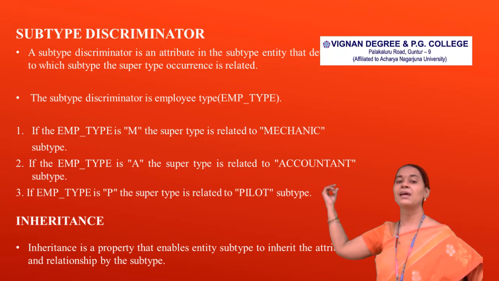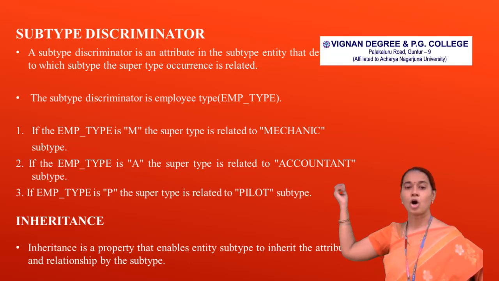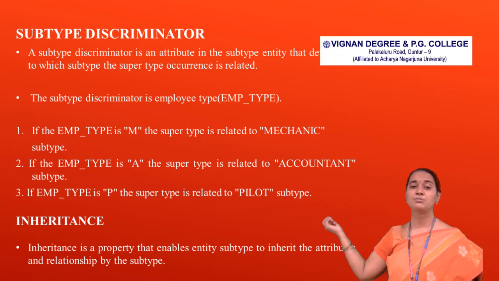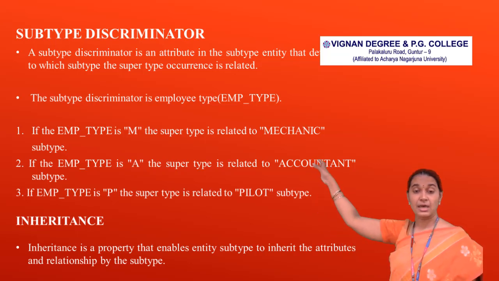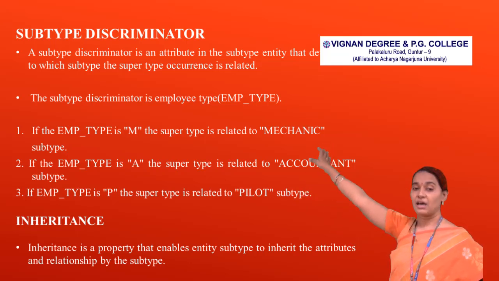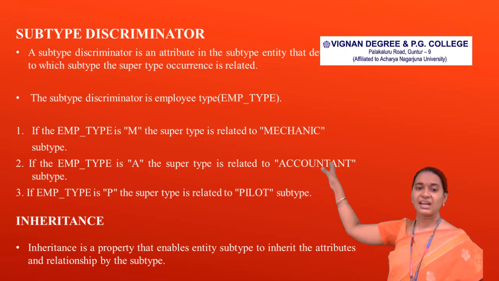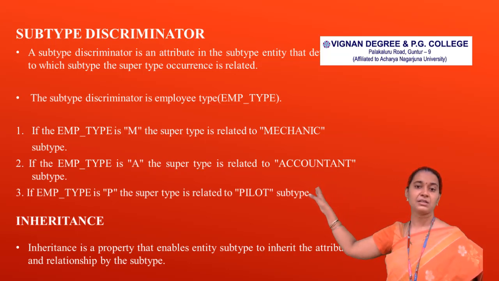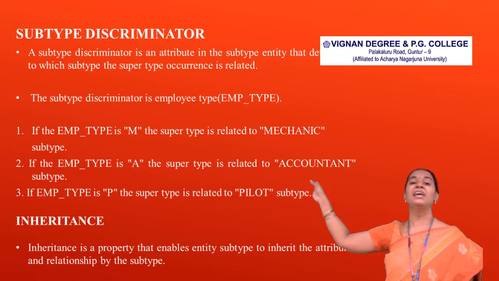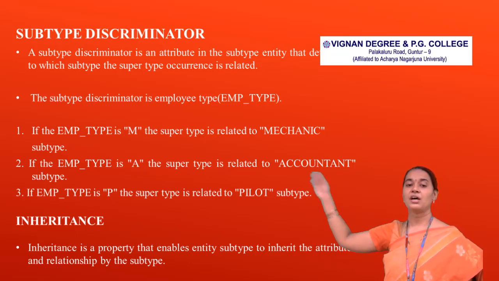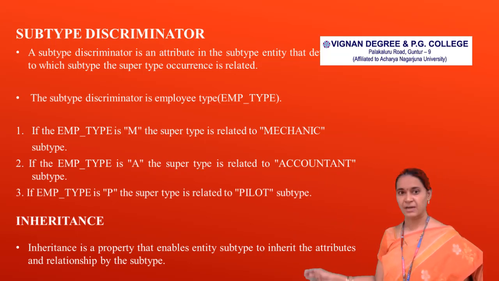Inside the circle, there will be a letter D, which is replaced with either M or A or P, which means M for mechanic, wherein the mechanic's employee details are inherited into the mechanic subtype. If I write the letter A, the accountant details are included into the accountant subtype. If I write the letter P, the pilot details of the employee are carried into the pilot subtype. This is how I represent the subtype discriminator.